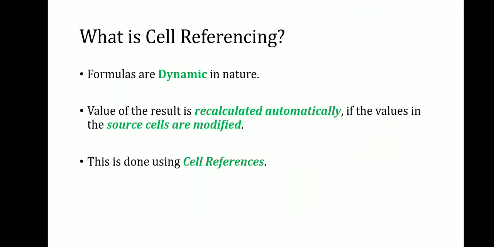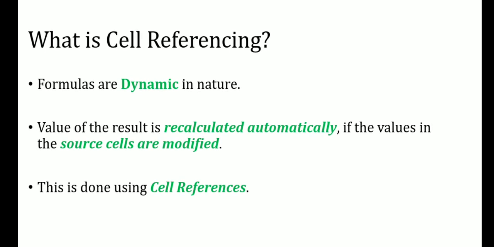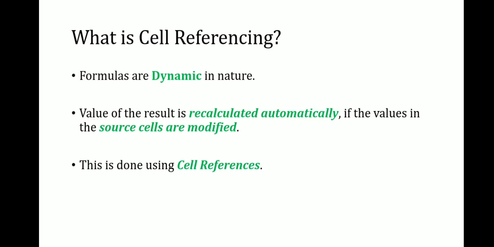See here, this is why the formulas are dynamic in nature. And this is because of the usage of cell references. The result is recalculated automatically by modifying the source cell address. This is because of the feature called cell references. That's why formula is called dynamic in nature. Next, there are three different types of cell references.